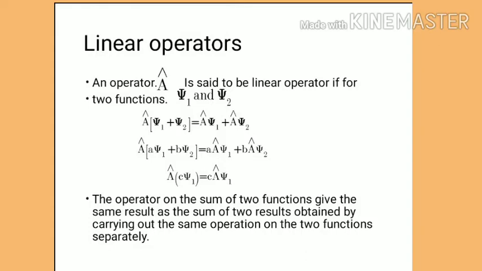In the second example, small a and small b are constants, and psi1 is a function, and psi2 is also another function. The constant we can get in the left hand side too. And so these are the examples of linear operator.